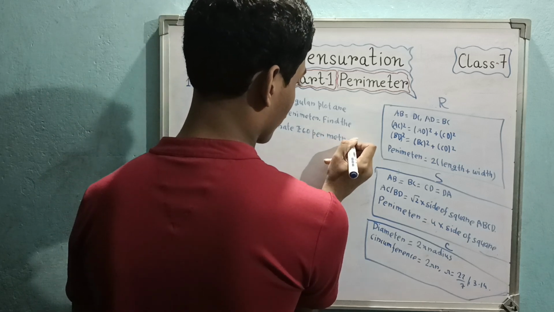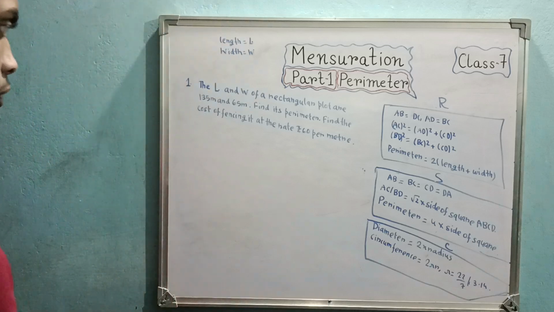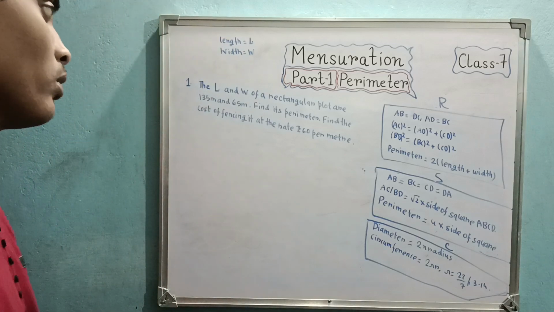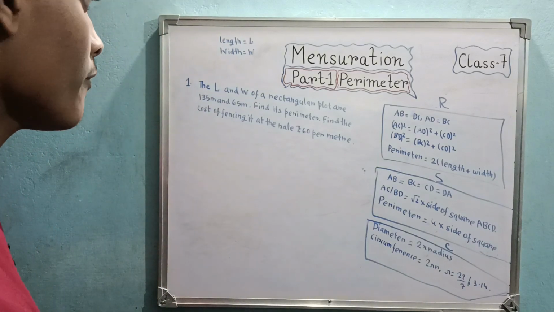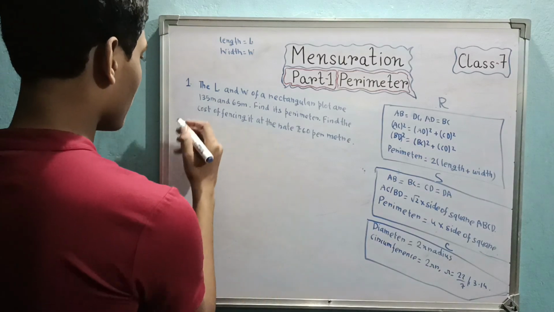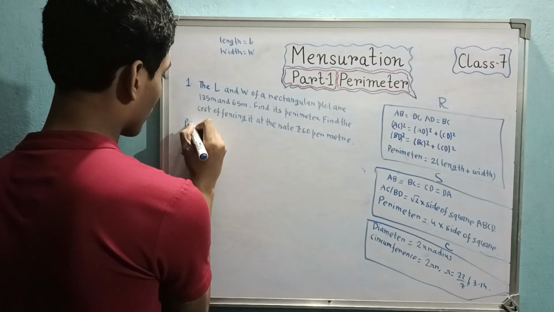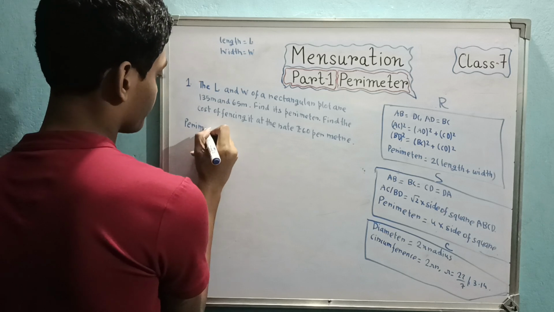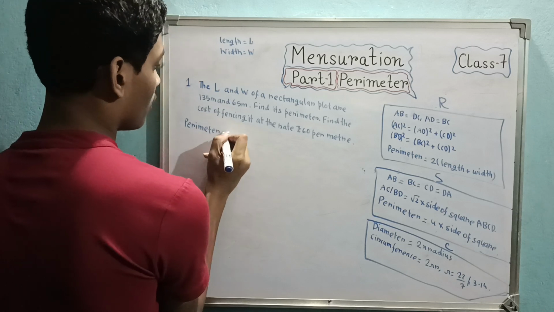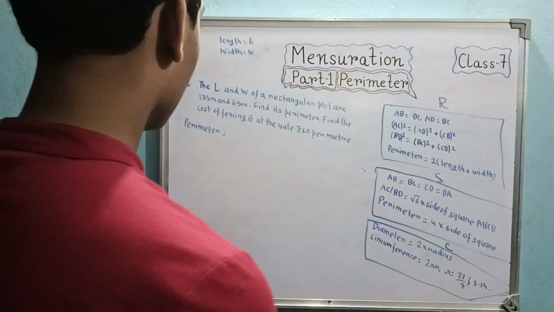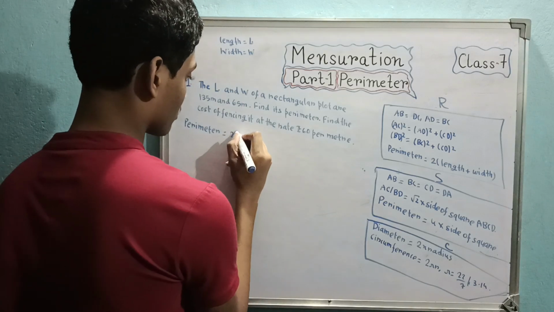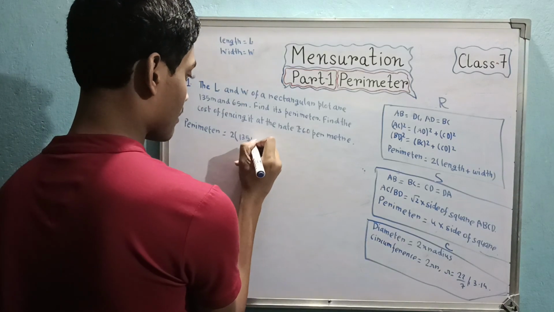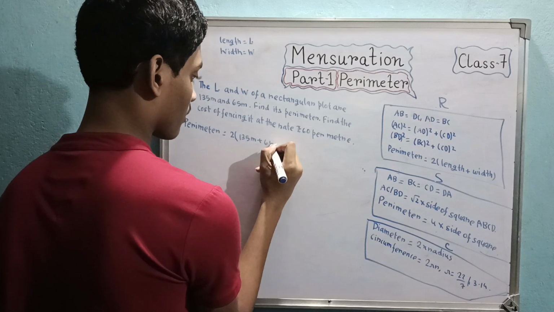Very easy question first up. So you have been given the length and width of a rectangular plot, or rather a rectangle. So you can find its perimeter, right? So let us do that. Perimeter is nothing but, we know the formula, 2 into length plus width, which is equal to 2 into 135 meter plus 65 meter.